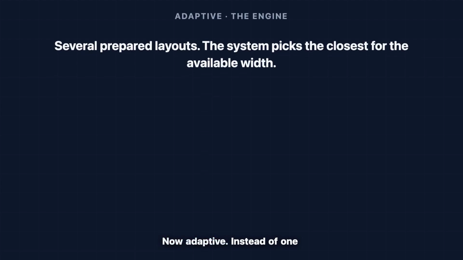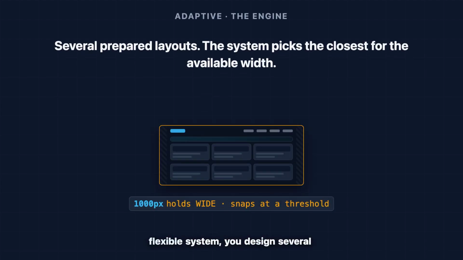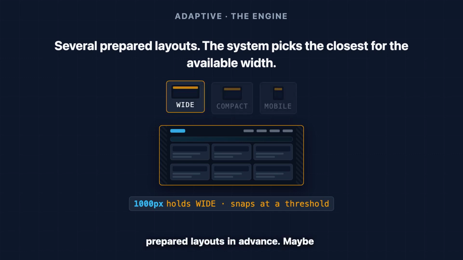Now adaptive. Instead of one flexible system, you design several prepared layouts in advance. Maybe a wide one, a compact one, and a mobile one. Each is its own deliberate arrangement. Then the system looks at the available width and picks the closest layout.